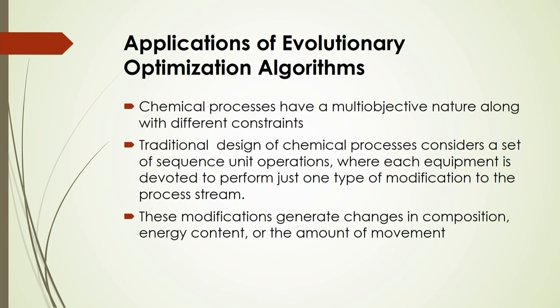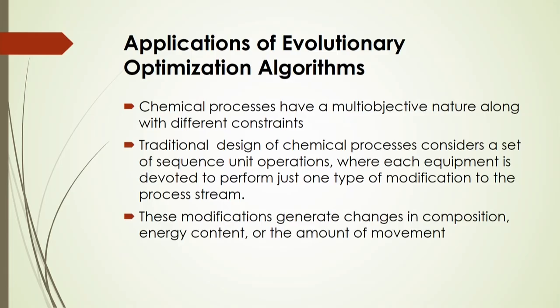So, let us go back to the optimization algorithms, where we have discussed the different types of algorithms for optimization of single or multi-objective chemical engineering processes. In that case, the evolutionary optimization algorithm is one of the important algorithms by which you can analyze multi-objective chemical processes with different constraints.